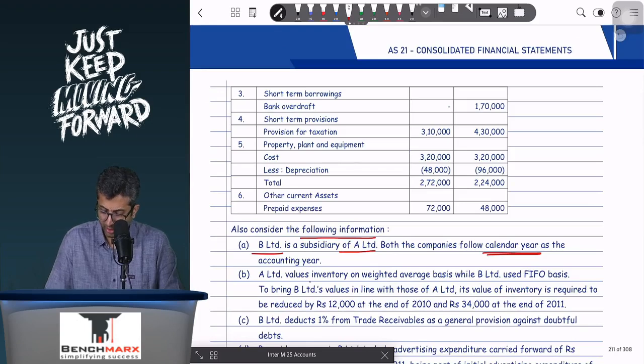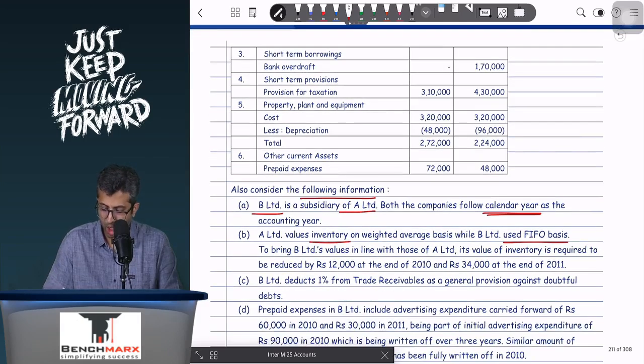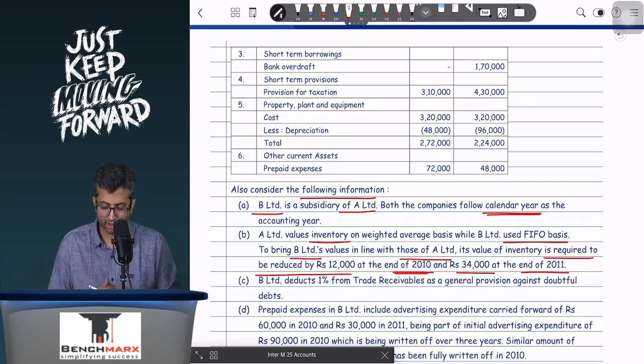A values inventory on a weighted average basis, whereas B values using a FIFO basis. To bring B's inventories in line with those of A, the value of inventory is required to be reduced by 12,000 at the end of 2010 and 34,000 at the end of 2011. Okay, so this is to bring B's inventory in line with A.